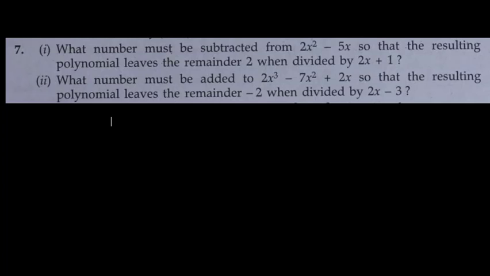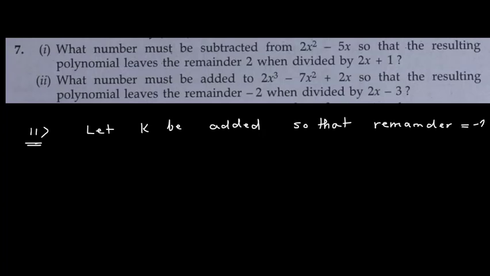So again I will try the second question, you try the first question. What number must be added is given. So I will say that let k be added so that the remainder is minus 2. Okay, added so that remainder is equal to minus 2. Now what is your divisor?